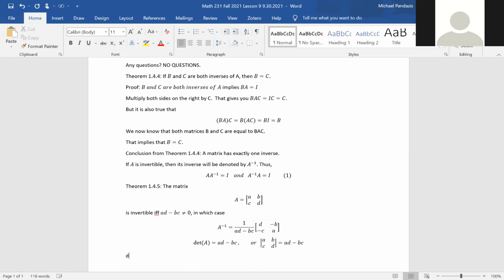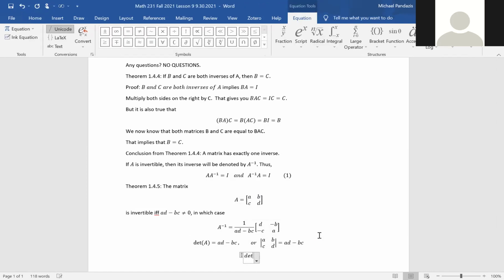So det of A, again using this notation that I drew, is the determinant of a 2x2 matrix A, where A is equal to this matrix right here.